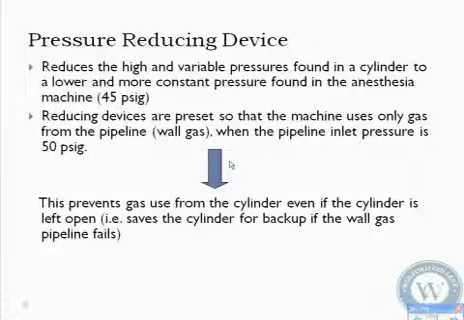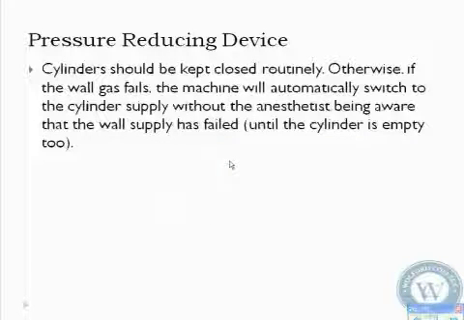Know what your pressures are reduced from, and that's good. So on all the wall pressures, all your pipeline pressures, all of them are 50. So air, nitrous, oxygen, all are intermediate pressures. They're all the same at 50.